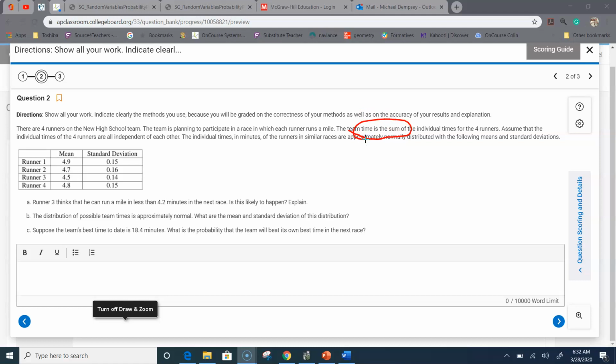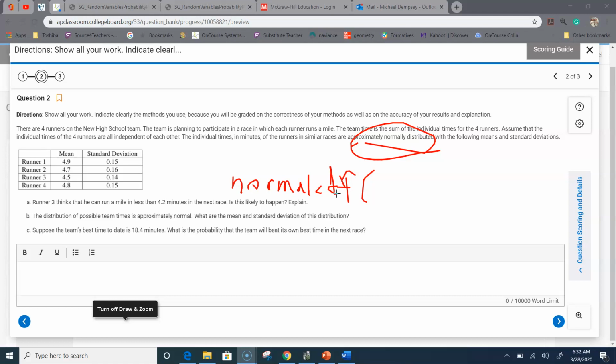Assume that the individual times for the 4 runners are all independent. That's helpful. And the individual times for these races are approximately normally distributed. We want to lock in on that. As soon as I start seeing something's normally distributed, I want to start thinking about this, normal CDF, right away. And we all know these are pretty easy problems, right? The normal CDF.